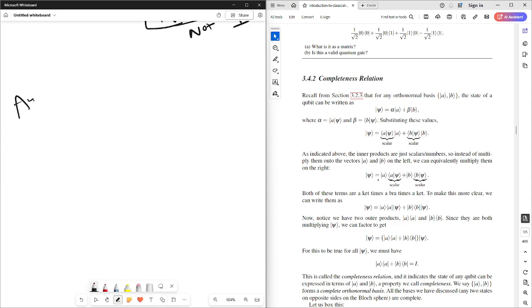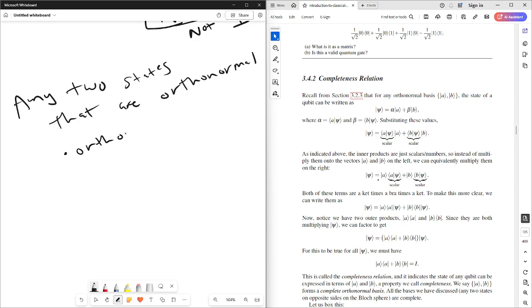So any two states that are orthonormal with regards to each other, so they have to be orthogonal. They have to be on opposite sides of the Bloch sphere from each other.